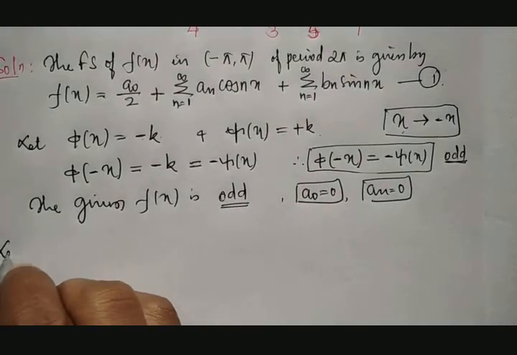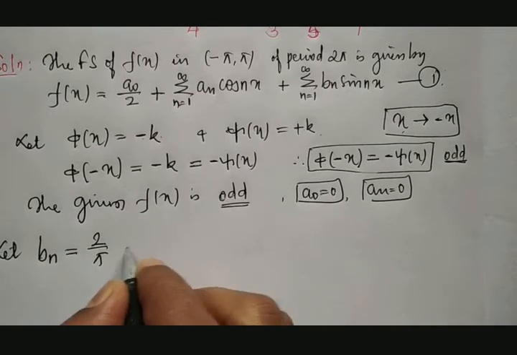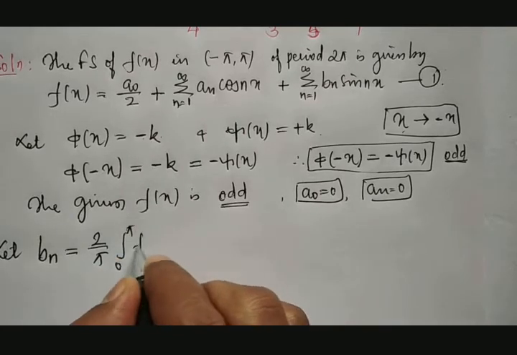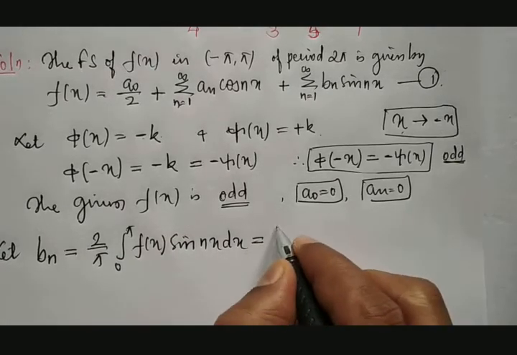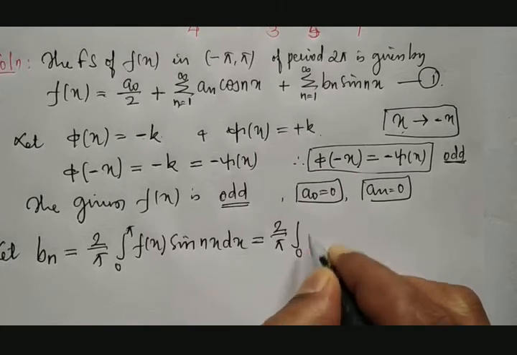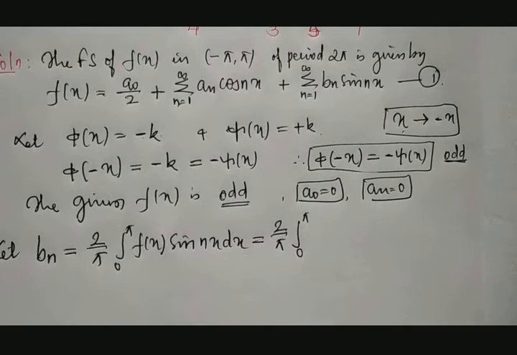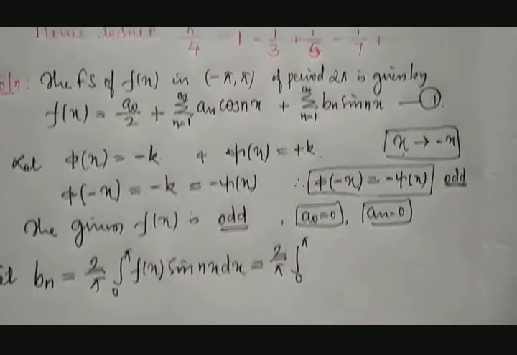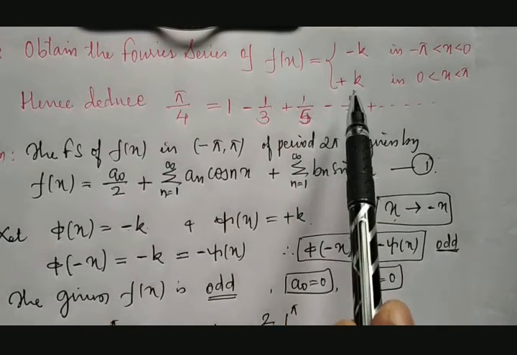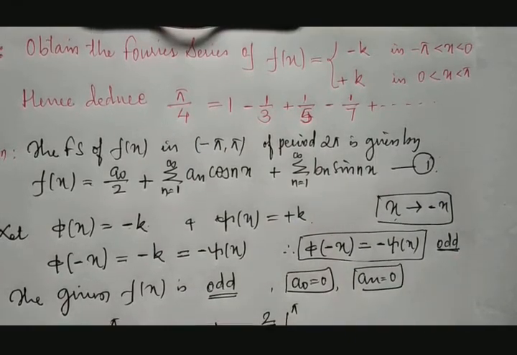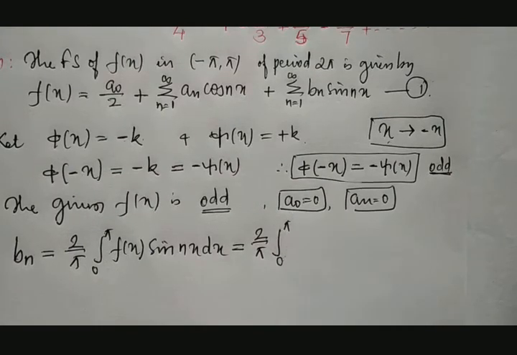Therefore, let us start calculating bn with the formula. What is the formula now? 2 by pi integration between 0 to pi f of x into sin nx dx, which is equal to 2 divided by pi integration between 0 to pi. Now what is f of x? Now the question comes, f of x has to be taken. f of x is a double valued function since it is given in the example. But we need not take both the functions here. Why? Because after checking the nature of the given function, we selected a range between 0 to pi.